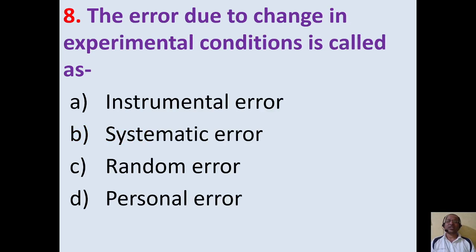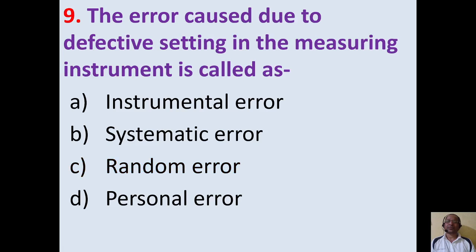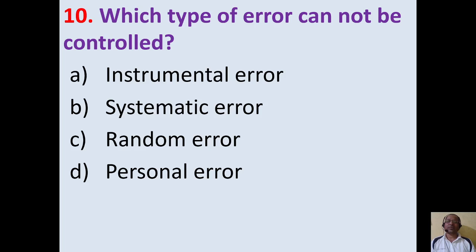The error due to change in experimental conditions is called as. We know that the errors which occur because of experimental conditions are called random errors, which cannot be controlled easily. The error caused due to defective setting in the measuring instrument, by definition, is called systematic error. Which type of error cannot be controlled? We have seen earlier the error caused because of experimental conditions, changes in temperature, humidity, etc. These are called random errors and these are not controlled easily.